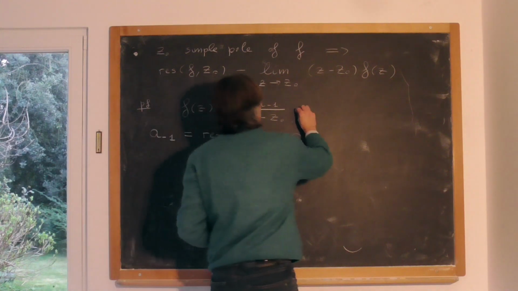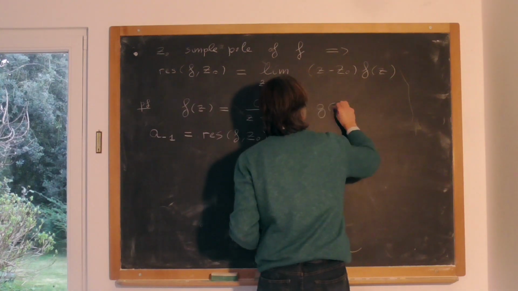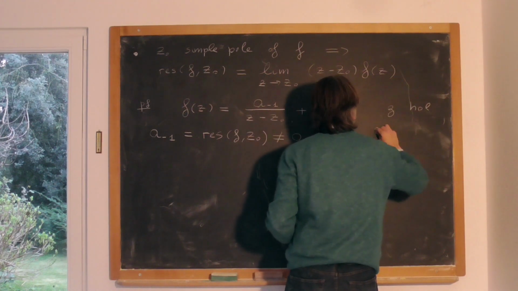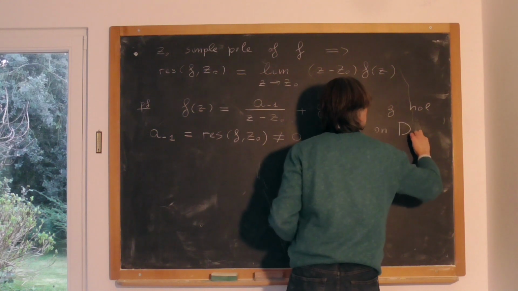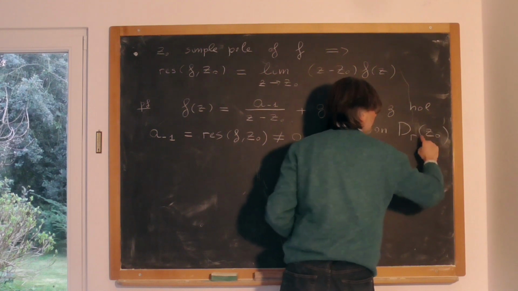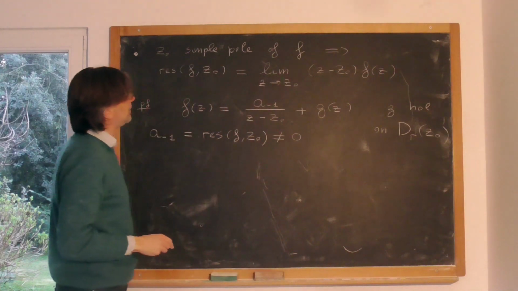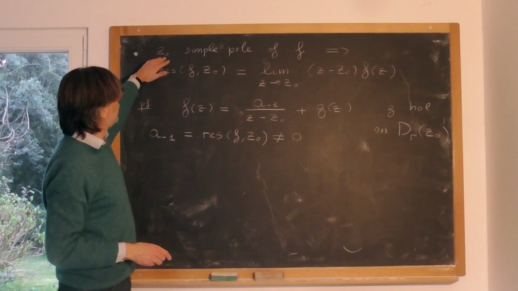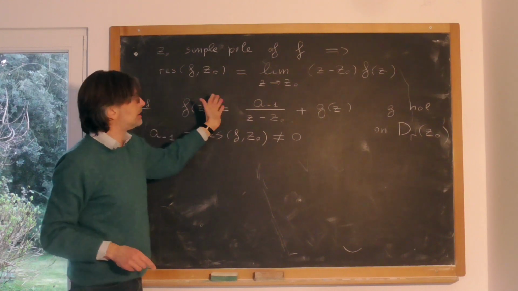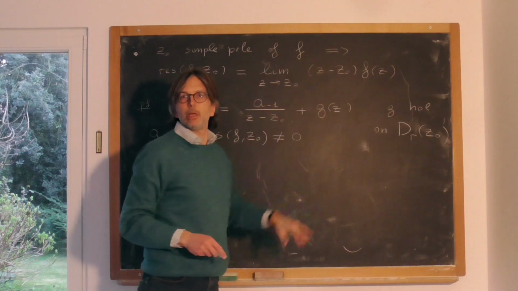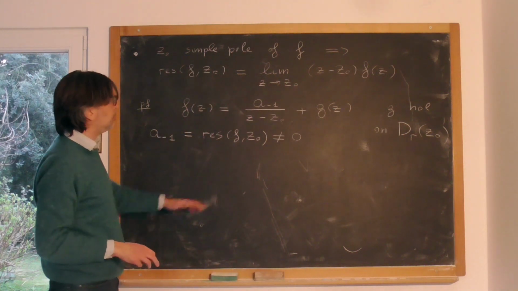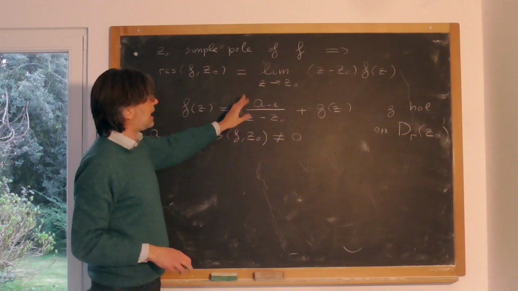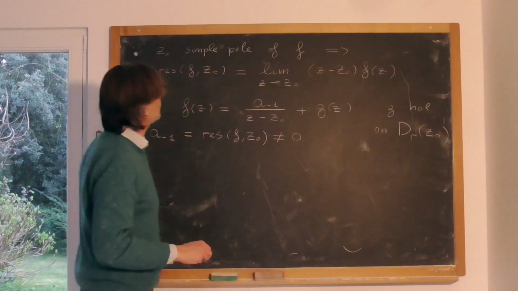plus some holomorphic function g(z), where g is holomorphic on some disk of radius r around z0, a full disk now, including the center z0. This is just the Laurent series expansion at a simple pole. We just have this term of degree minus 1 plus a holomorphic part.